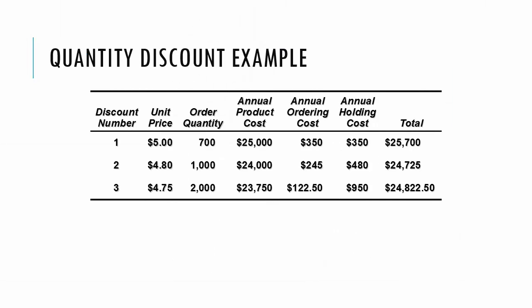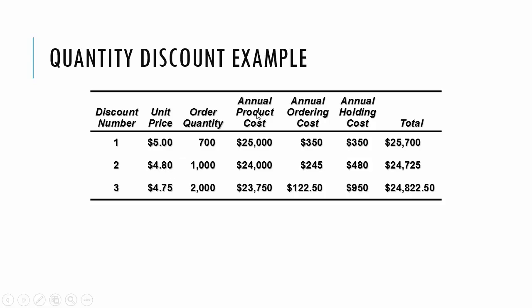So I've put it all out in a table. Maybe that's easy for you, maybe not. We see for the $5 with no discount, order quantity was 700. Total product cost was 5,000 times the $5, so $25,000. Ordering or setup and the holding cost are equal, so we're at $25,700.